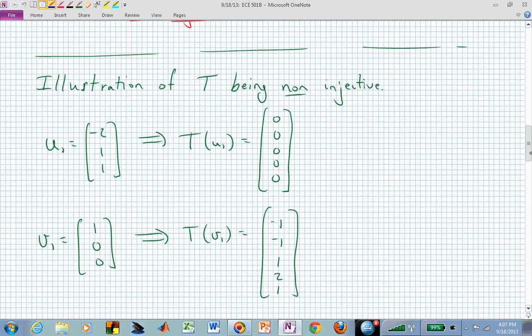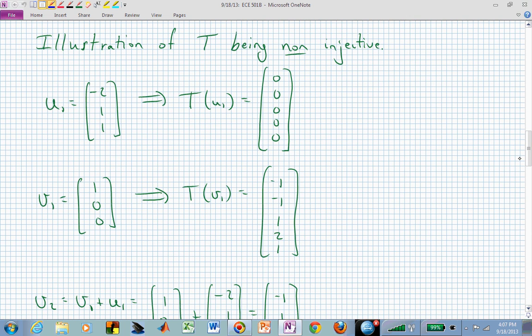Then I just thought, why don't we remind ourselves what it means to be not injective? That means that we can take 2 points in our domain and they can actually map to the same point in our codomain. Reminding ourselves, u1, let's just pick that vector, -2, 1, 1, and if you plug those values into the linear map, you'll get all zeros in R5. You'll go to the zero vector.